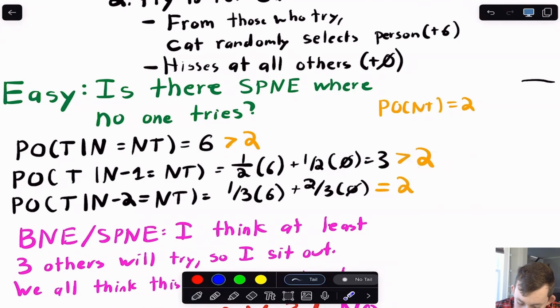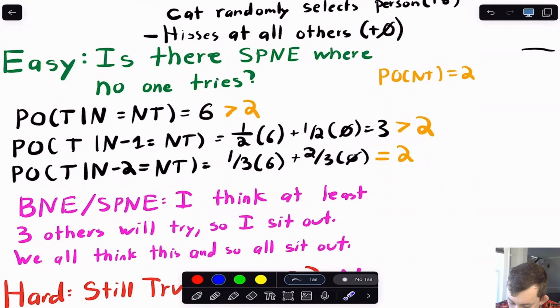But as soon as 2 other people try to pet the cat, then my expected payoff of trying is exactly equal to my expected payoff of not trying. And so the Bayesian Nash equilibrium is that if I think at least 3 other people are going to try, I'm going to sit out. And if everyone thinks that at least 3 other people will try, because again, it's a Bayesian Nash equilibrium, it's based on our beliefs. So if we all think at least 3 other people will try to pet the cat, then we're all going to sit out. And if we think that no one else is going to try to pet this cat, then we are going to want to pet the cat.